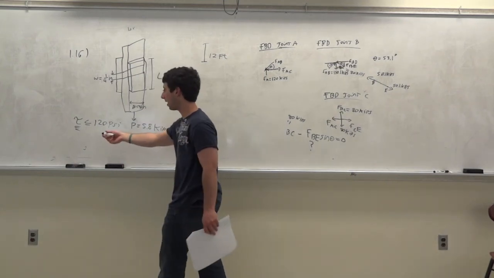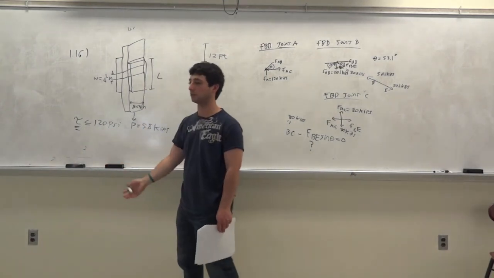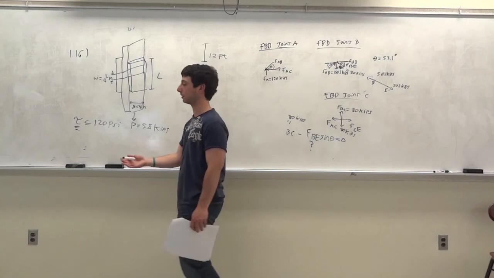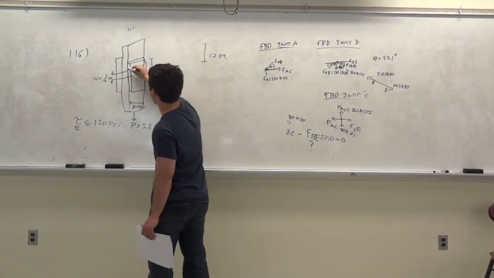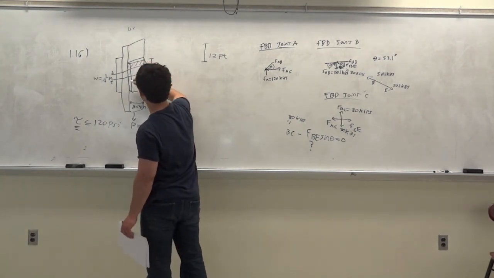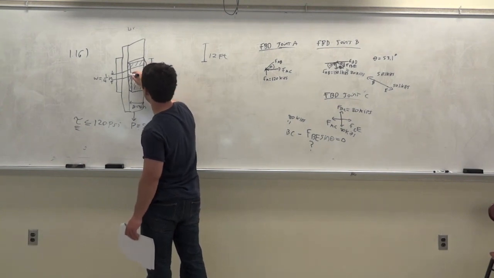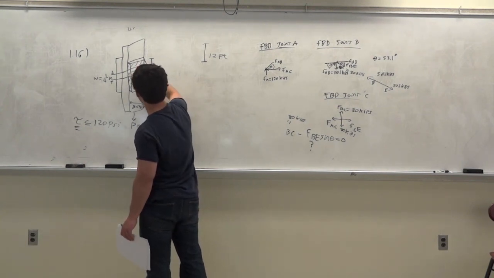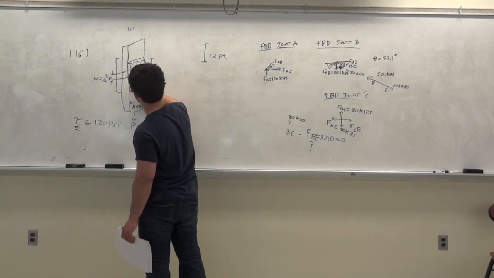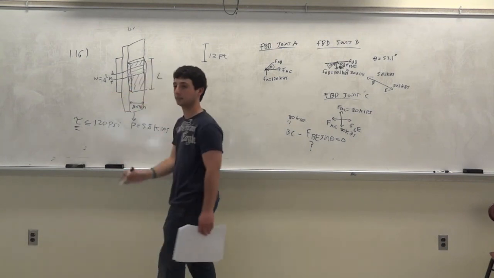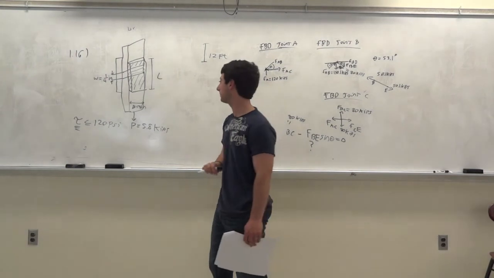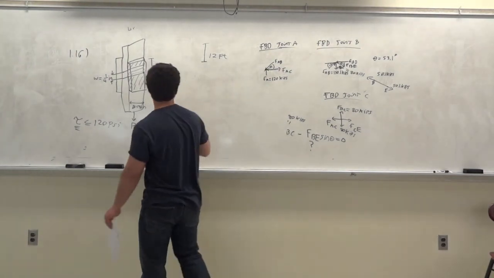So tau has the same concept. It's still force over area, but it's a different area you're talking about. This is the area you're considering this time. It's not the cross-sectional area, because the cross-sectional area is this. You're not considering this area. You're considering this area where the glue is. You guys follow?